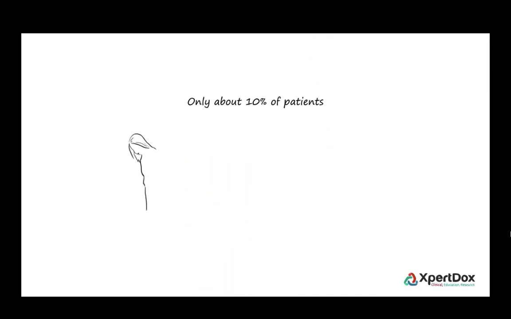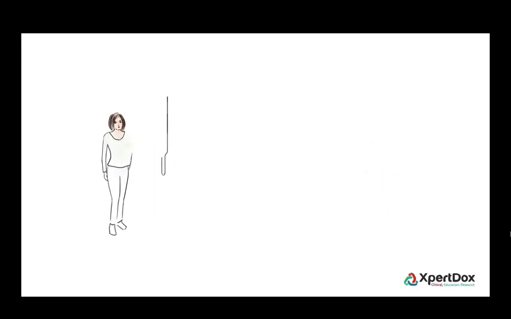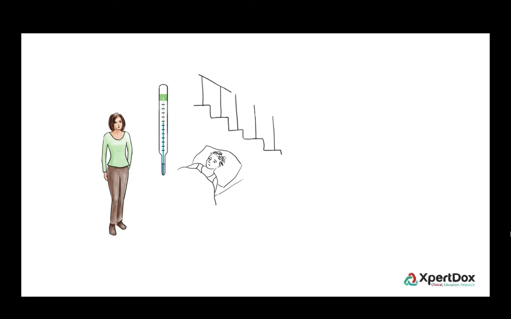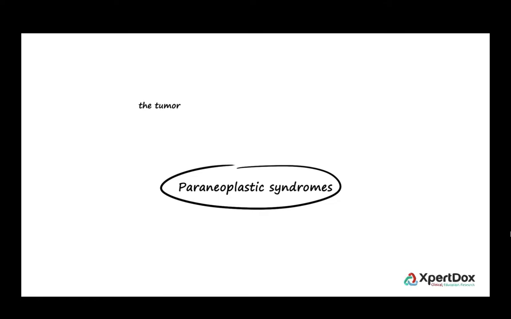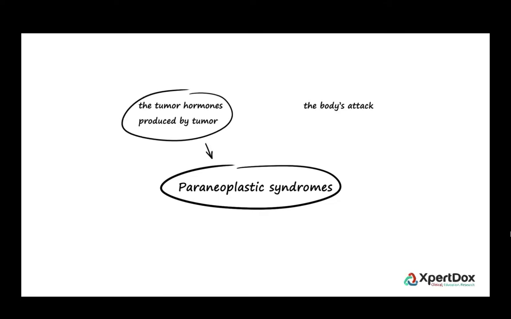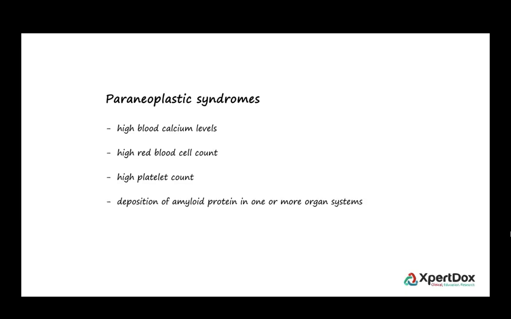Only about 10% of patients present with the classic triad of flank pain, blood in the urine, and lump in the abdomen. Other signs and symptoms may include unexplained weight loss, fever, night sweats, weakness, fatigue, nausea, and high blood pressure. Renal cell carcinoma is associated with a number of paraneoplastic syndromes, which are conditions caused by either hormones produced by the tumor or by the body's attack on the tumor. In about 20% of these patients, paraneoplastic syndromes are present, such as high blood calcium levels, high red blood cell count, high platelet count, and deposition of amyloid protein in one or more organ systems.